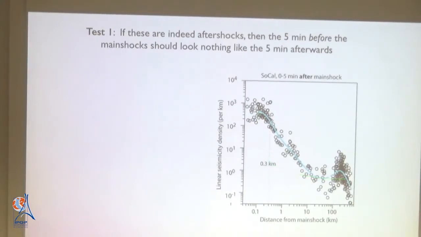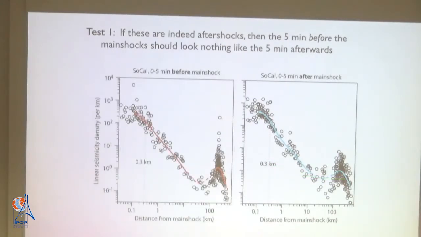So, here's what the 5 minutes look like before the main shocks. Almost identical. And if you take those 2 spline fits and put them on top of each other, the only place where aftershocks have a higher rate than main shocks is within 300 meters of the main shock, which is the static limit of the interactions for those events.